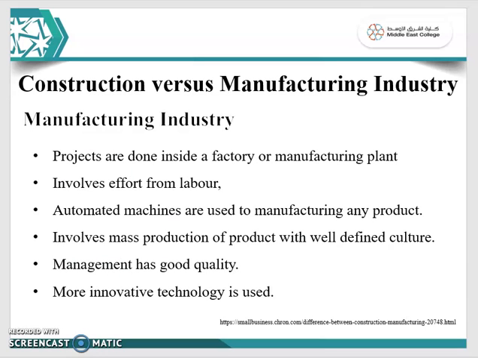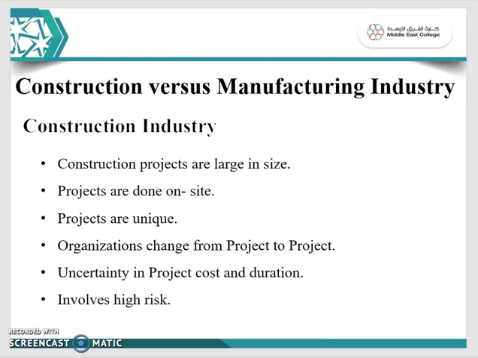Now coming to the manufacturing industry, projects are done inside a factory or manufacturing plant. Manufacturing industry involves less effort from labor. Automated machines are used to manufacture any product. It involves mass production of products with a well-defined culture. Management has good quality. More innovative technology is used. This is about the manufacturing industry. So please look into this. You will have a quiz after this video, so you must be able to answer that quiz.